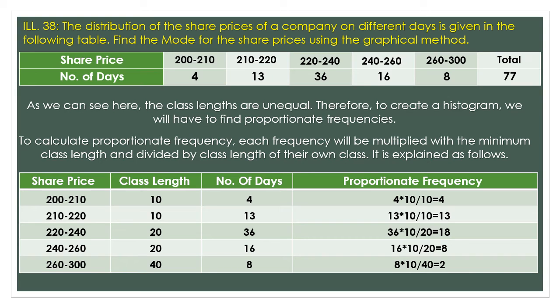So now when we create the histogram, we are not going to use the number of days, we are going to use proportionate frequency to depict it on the y-axis. Now our share prices are from 200 to 210, 210 to 220, 220 to 240, 240 to 260, 260 to 300. That we will depict on the histogram with their proportionate frequencies. That means 200 to 210 will have 4 frequency, 210 to 220 will have 13 frequency, 220 to 240 will have 18 frequency, and 240 to 260 will have 8, 260 to 300 will have 2 frequency. Let's see how we create the histogram using this data.